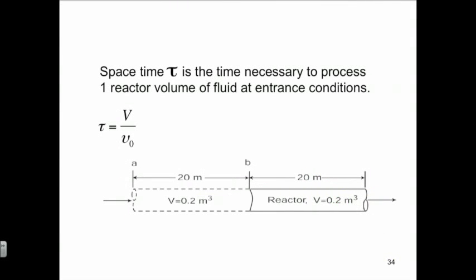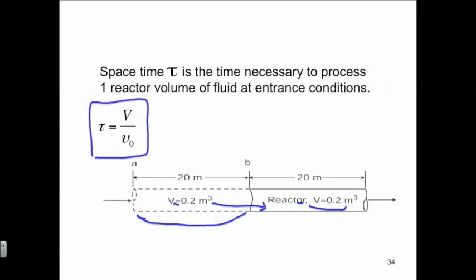But I'd like to point out one more thing in terms of a definition, and that is the space-time tau. Now, this is a reactor volume of 0.2 meters. If we go upstream 0.2 meters, the space-time is to put an equivalent volume of fluid inside the reactor. So the space-time is the time necessary to flow this volume completely into the reactor. So it's the volume of fluid divided by the volumetric flow rate, and that will be the space-time. And that ends Chapter 2, Lecture 2.